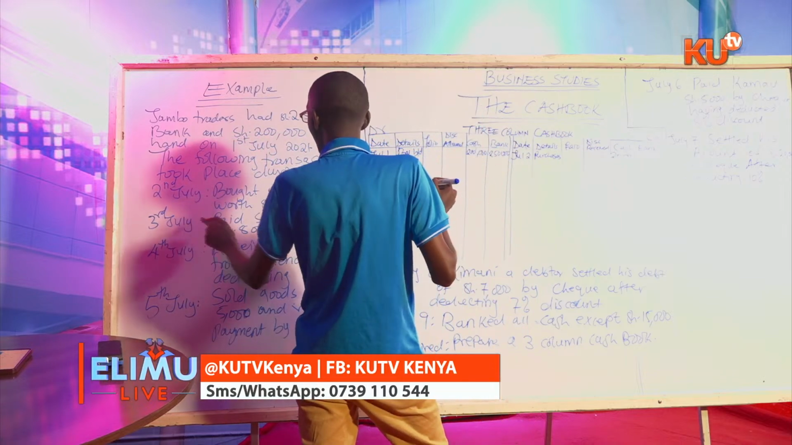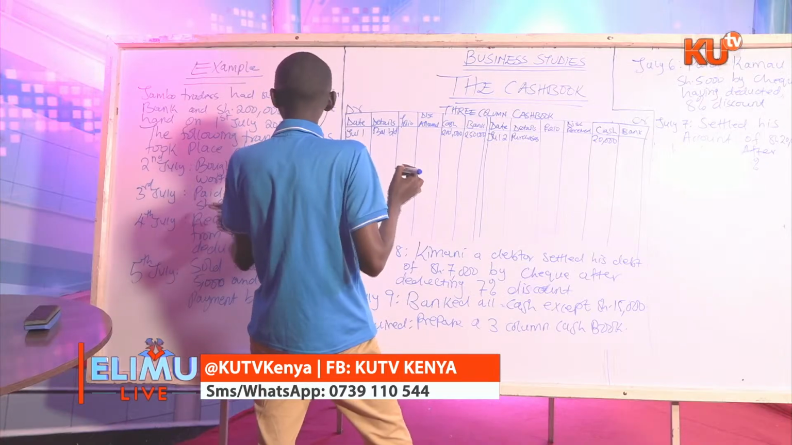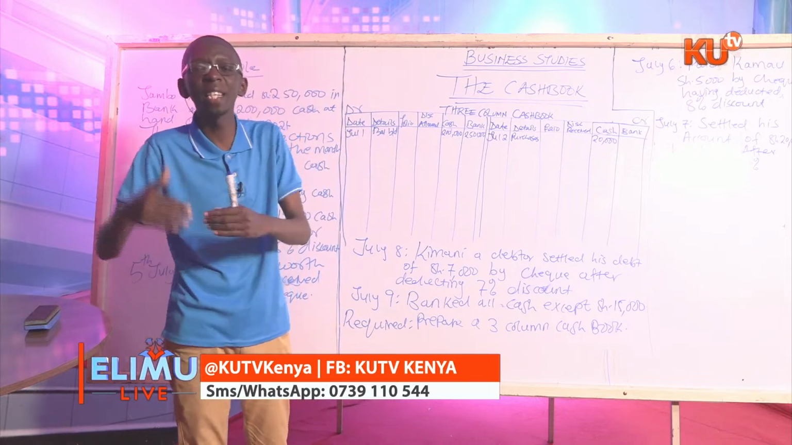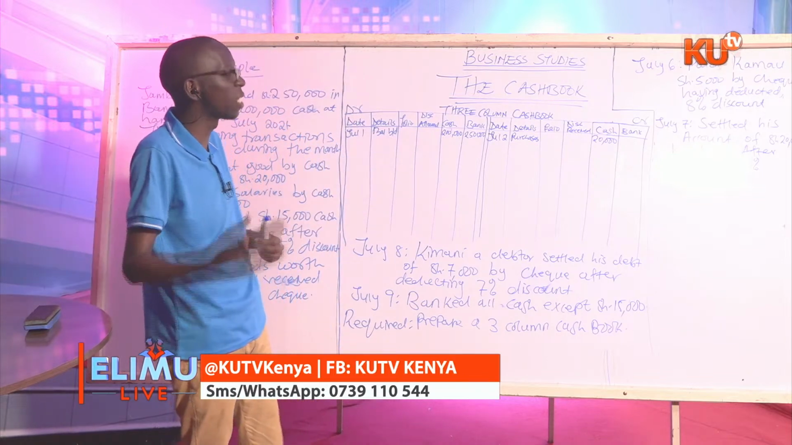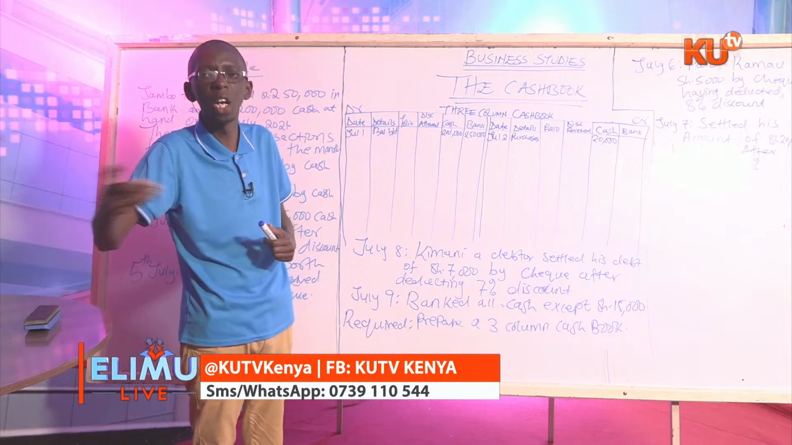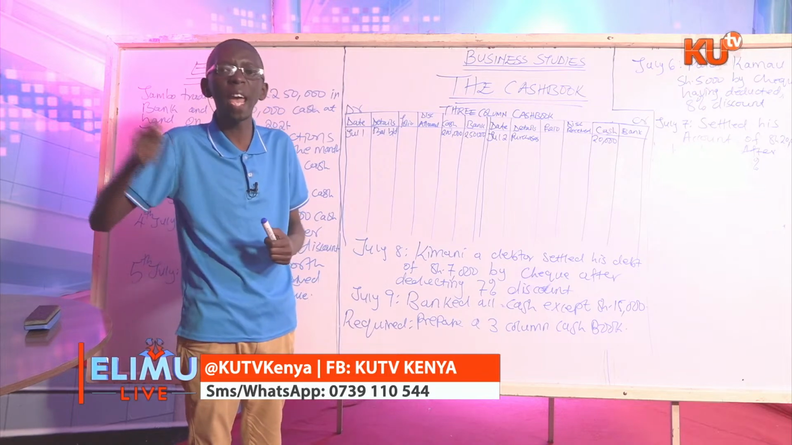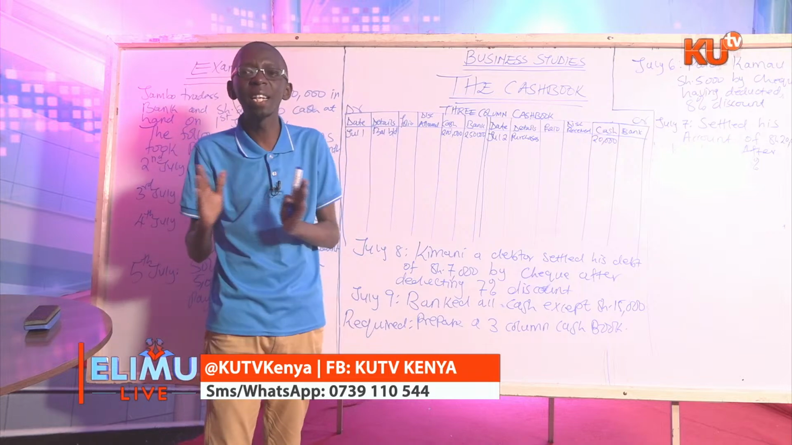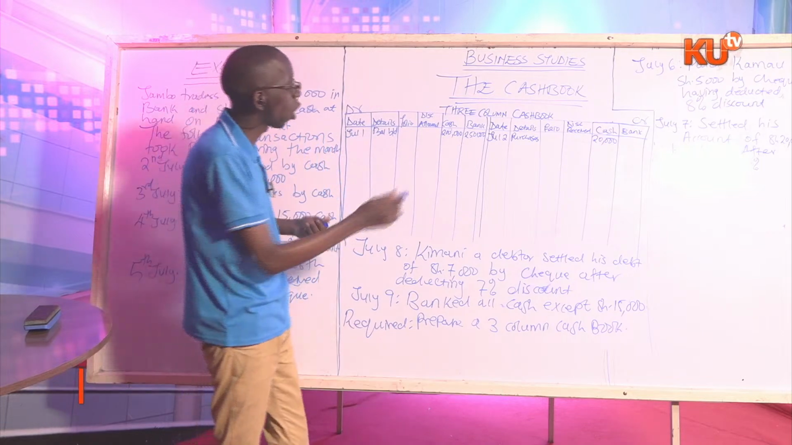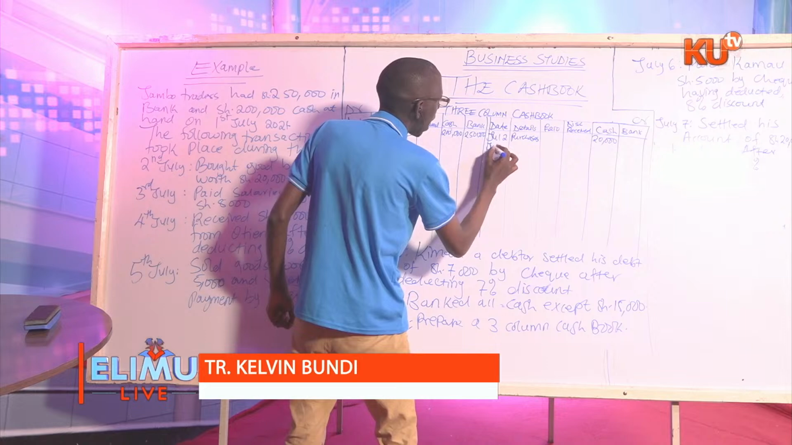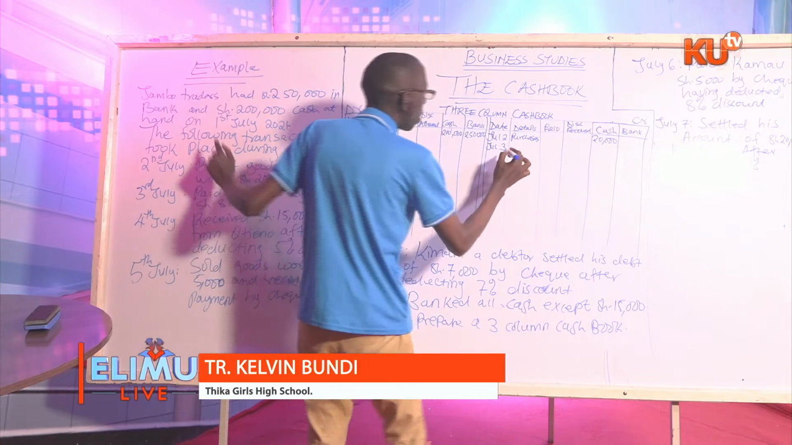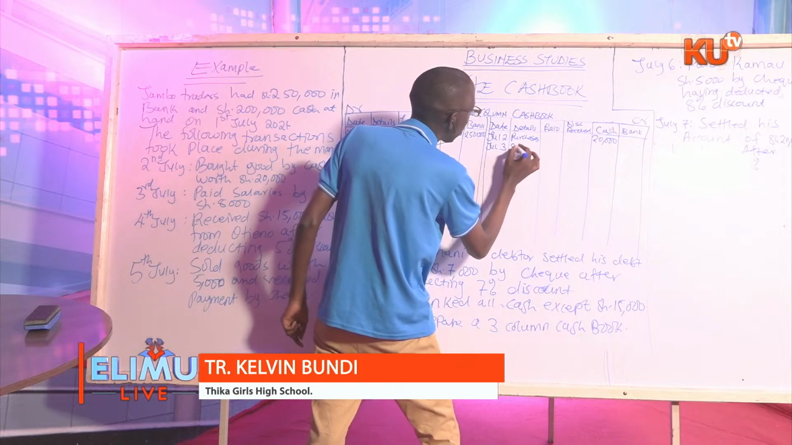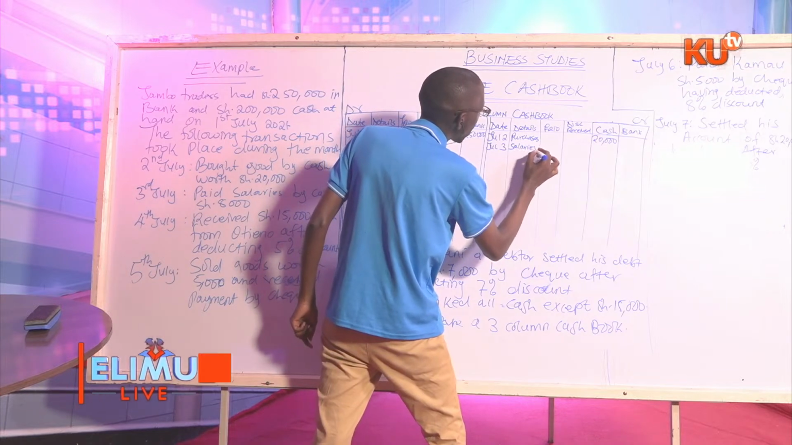July 3, paid salaries by cash 8,000. Jumbo traders paid salaries worth 8,000. Salaries were paid. So he took the cash from the business account and paid the salaries. It's a reduction in cash. So we'll also credit July 3. The details will be, what did he do with the cash? He paid salaries.